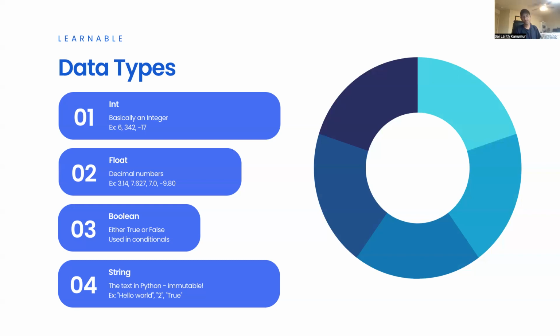Booleans are a little simpler, as they're either true or false. That's it. This is mainly used in conditionals like if, elif, else statements, which we'll be going into very soon, in another day. And the last one is string.